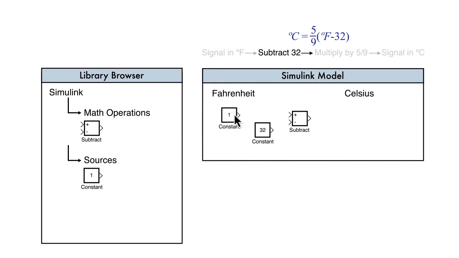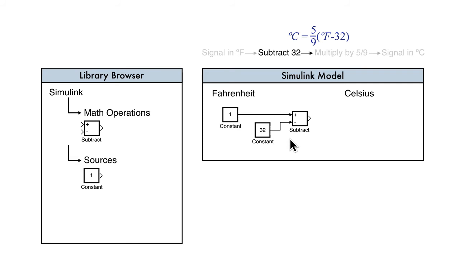We'll use a constant block to represent the target temperature in degrees Fahrenheit as well. To finish this step, let's connect the constant block representing the input temperature to the plus port, and the constant block for 32 to the minus port.